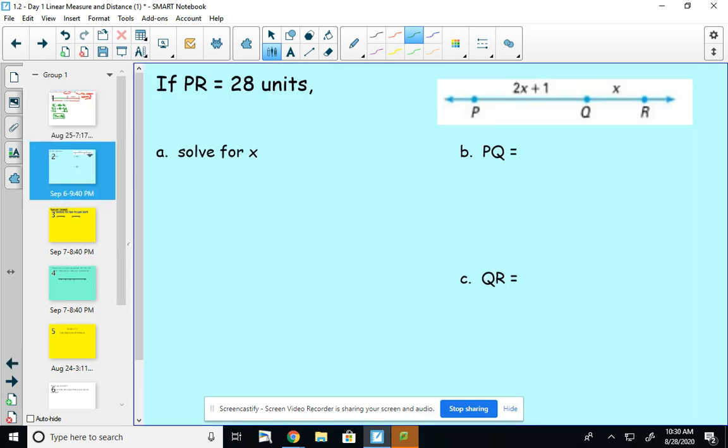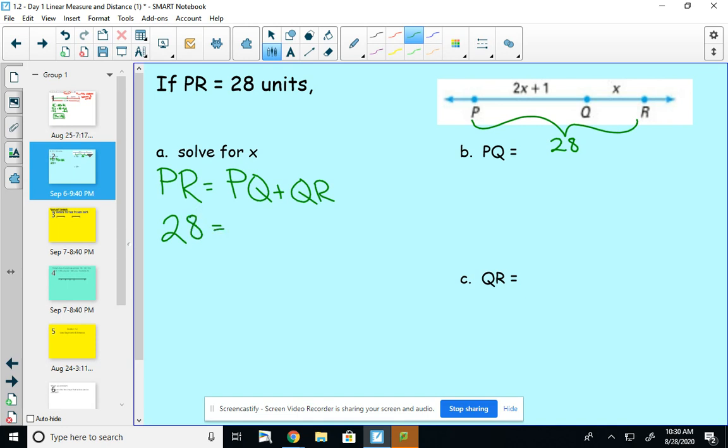All right, similarly, if PR is 28 units with this diagram, I want to solve for a bunch of different things. We're going to do a really similar process. We've just got some variables in there this time. So I know PR, this entire segment, is 28 units. PR is made up of the smaller segments, PQ and QR. I know PQ is given by the expression 2x plus 1. QR is just an x. So the entire length of PR will be 3x plus 1.